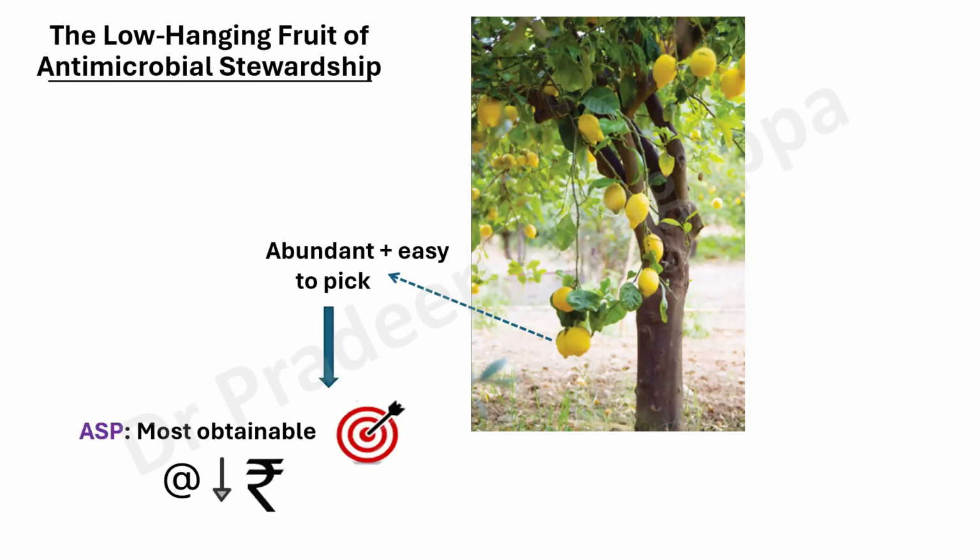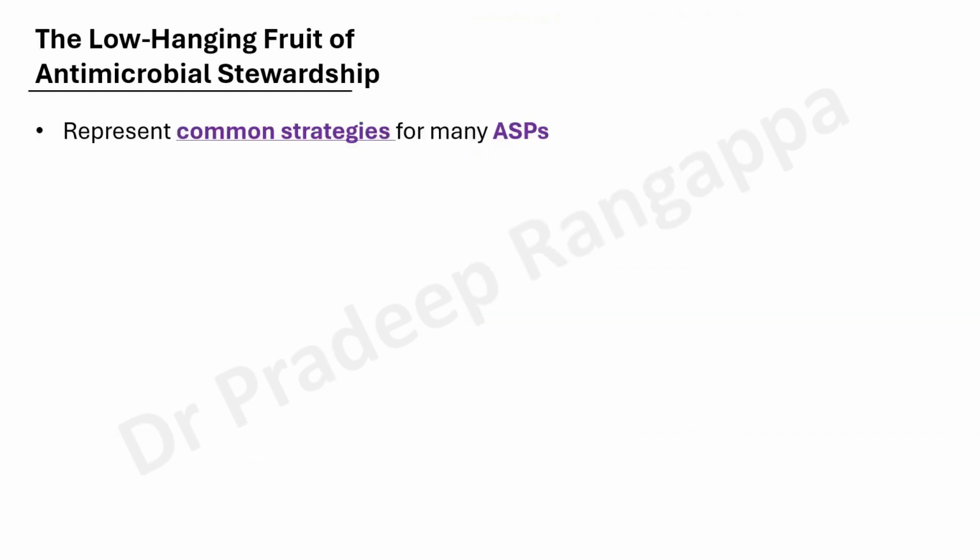What that means is try to look at the targets which are easily attainable at low cost. So that's the whole concept of low hanging fruit. So what are the common strategies that we could adopt to make this antimicrobial stewardship successful in the light of all the impediments that we have?